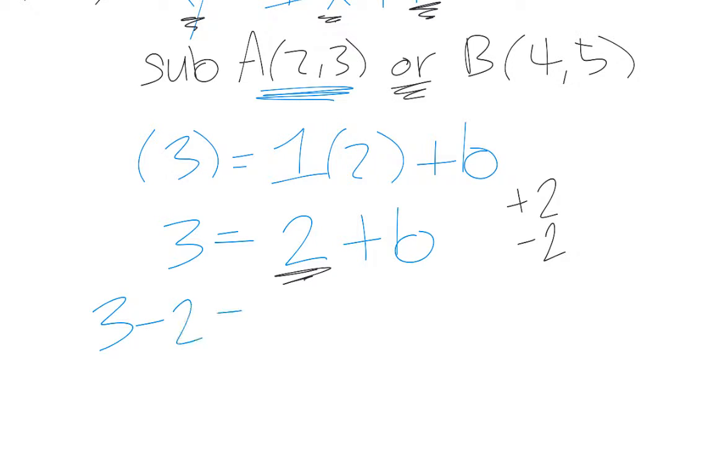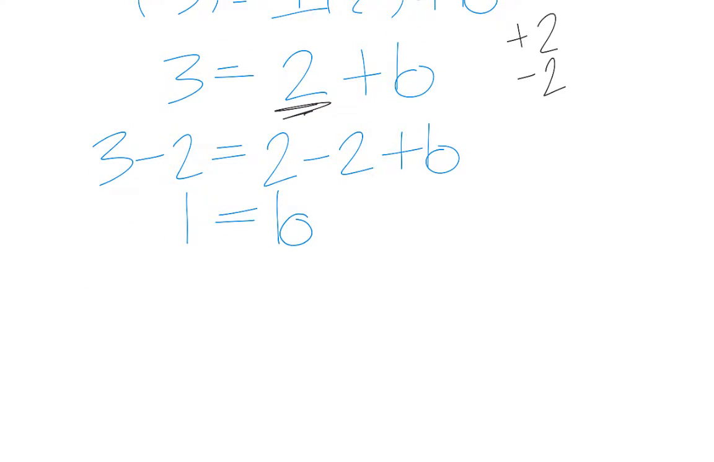3 subtract 2 equals 2 subtract 2 plus b. 3 subtract 2 is 1. 2 subtract 2 is 0. So that cancels out. The b remains there. Again, we read from left to right, so let's flip this around. B is equal to 1.